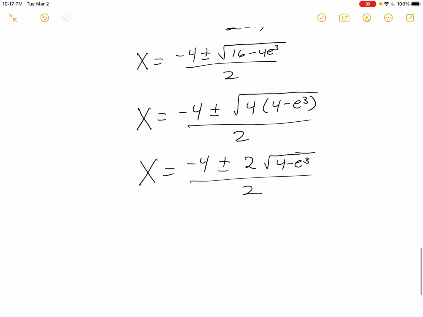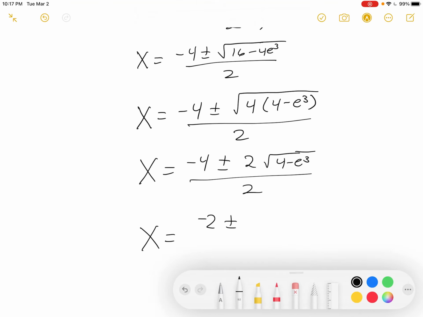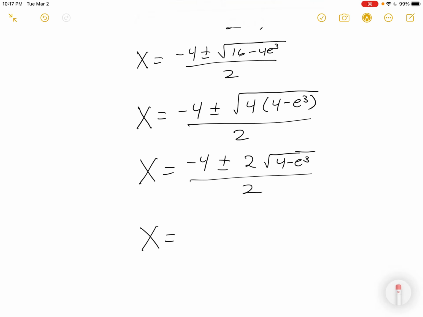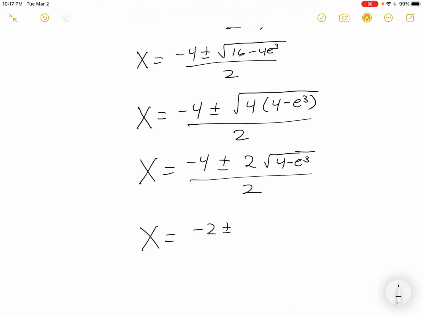Somebody that's going to be careful and know, I got to cancel 2's out from everywhere. So that's a -2 plus or minus. Actually, let me not write it up that high. Get here with an eraser. Right? They think you can just go right to -2 plus or minus the square root of 4 minus e cubed. Those are the two answers, except one of them we can't take.